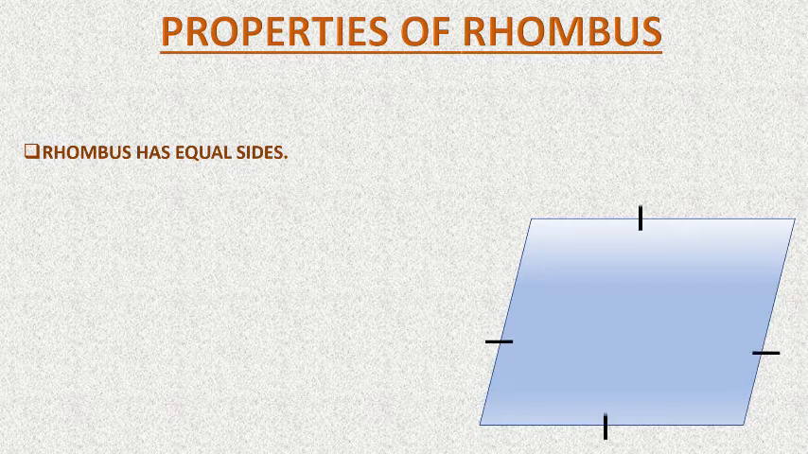So next we have properties of rhombus. This is a rhombus, and the first property we have: a rhombus has equal sides. Means if we measure all the sides of the rhombus, they should be equal to each other, just like the square. In square we have already read that all the sides are equal. In the same way in rhombus as well, all the sides are equal.